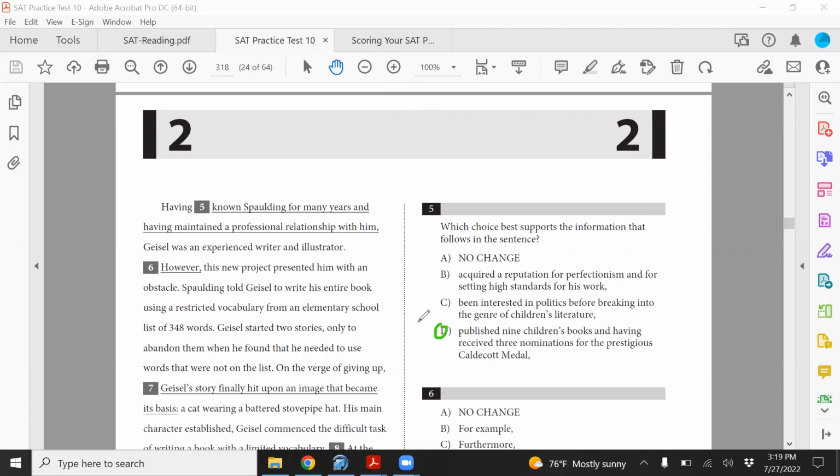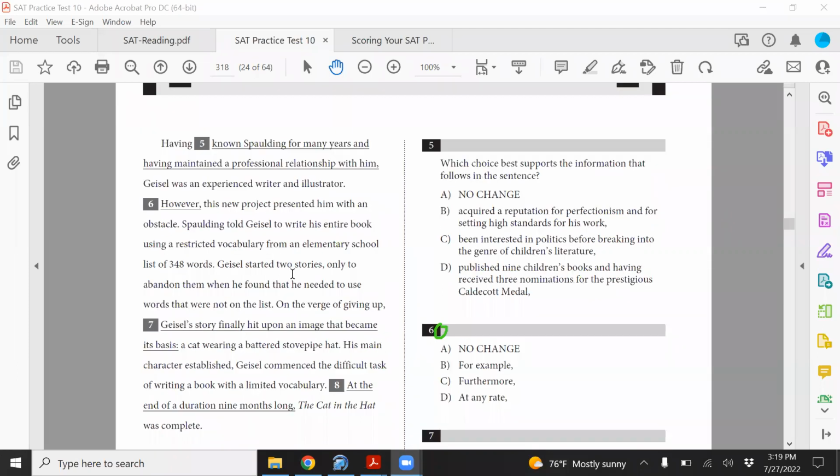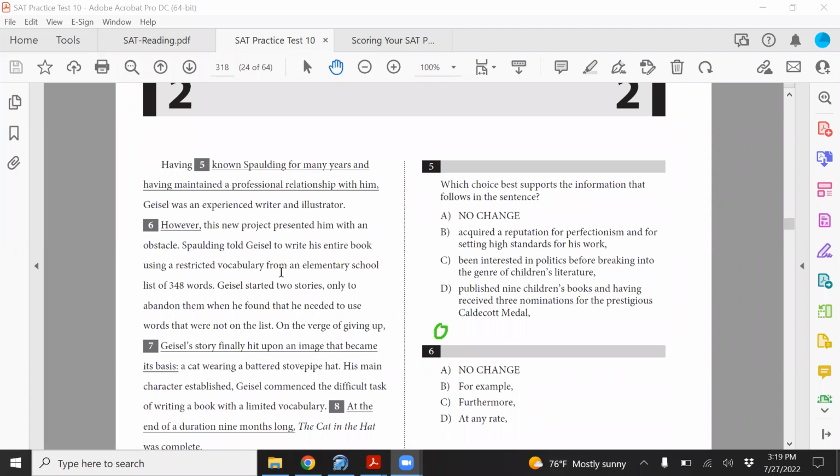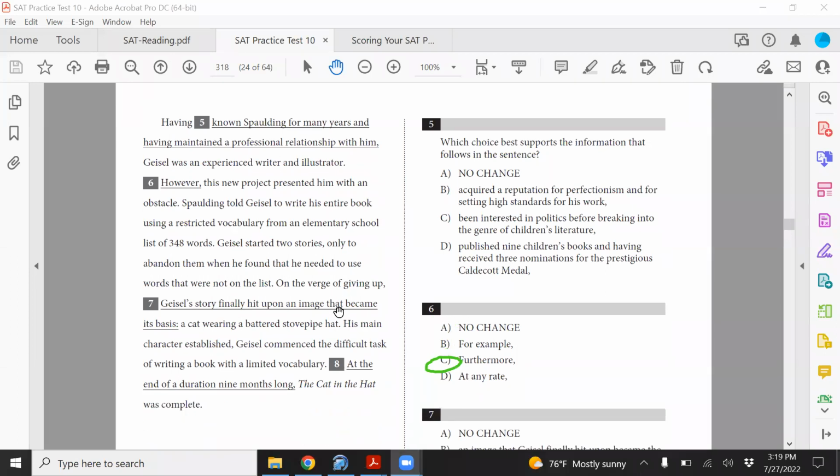You had to think about the context. However, this new project presented him with an obstacle. Spalding told Giesel to write his entire book using a restricted vocabulary from an elementary school list of 348 words. So there's a contrast. Yeah, and I like however, it's perfect because even though he's experienced, there was an obstacle. So yeah, I think it's that. I'll go no change. And that's also dealing with context when you have transition words. It's not, for example, it's not furthermore, it's not at any rate.